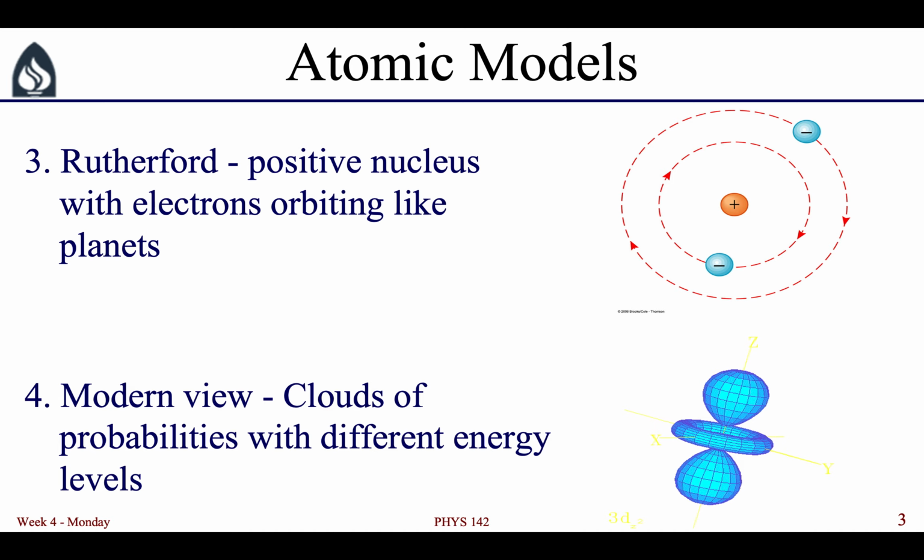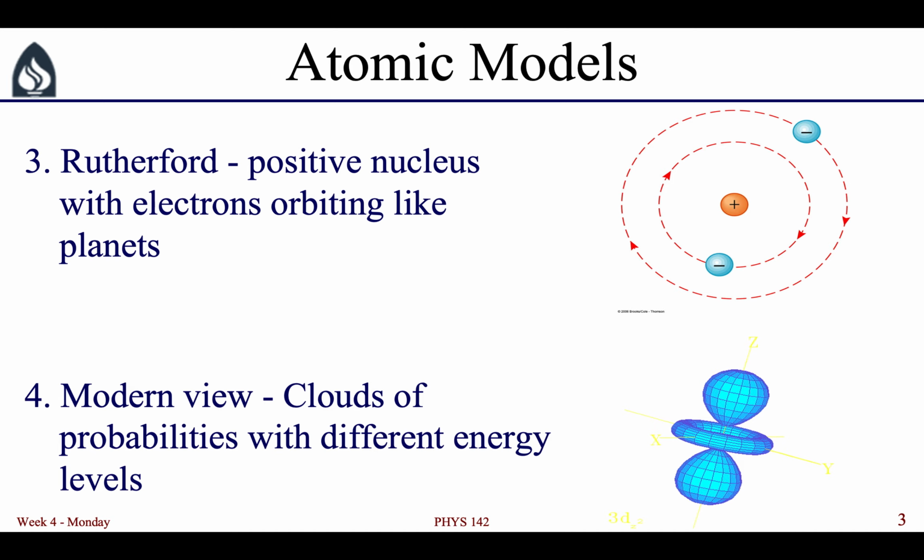Rutherford later came up with the idea that there was a small positive nucleus because he chucked charged particles at very high speeds at large nuclei and noted the way that they scattered off those nuclei. That seemed to indicate that there was this central region that was small and dense and contained all the positive charge that was in the atom. And so his idea was that you had a small positive nucleus with electrons orbiting like planets.